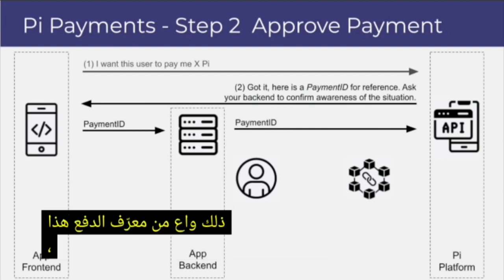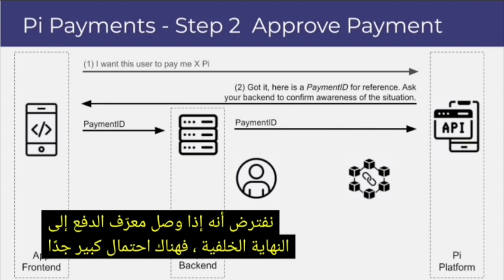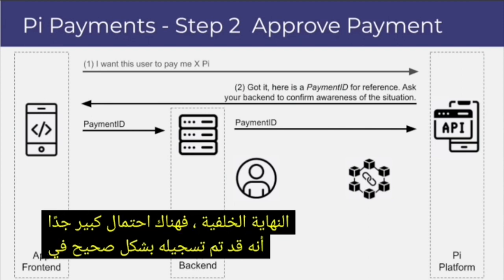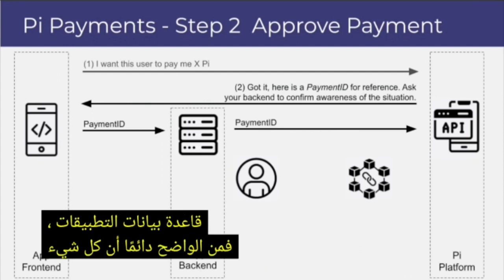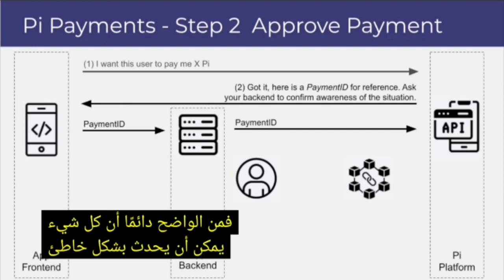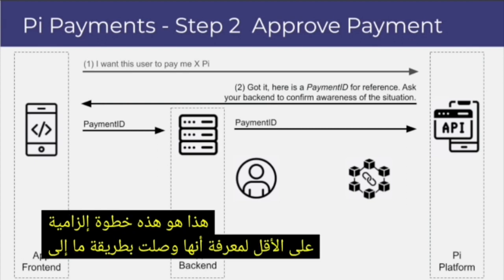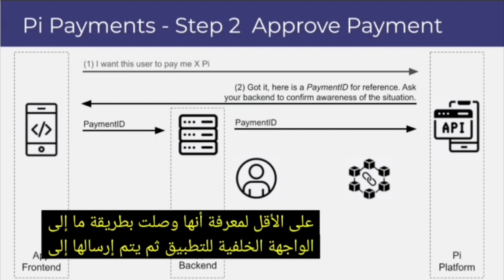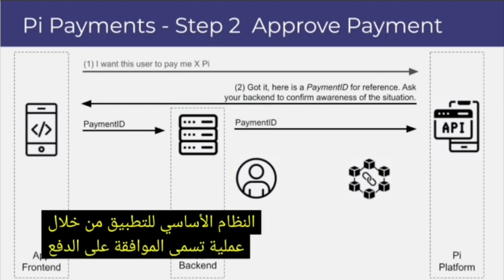They're assuming that if the payment ID reaches the app backend, there is a very high likelihood that it has been correctly recorded in the app's database. This could obviously always, everything could always go wrong, but this is a mandatory step to at least know that it somehow reached the app backend, and then it gets sent to the Pi platform through a process that is called payment approval.